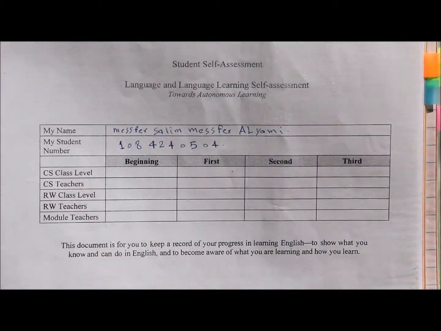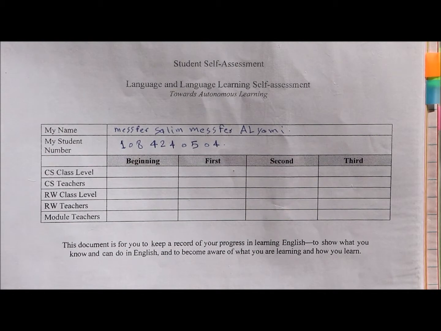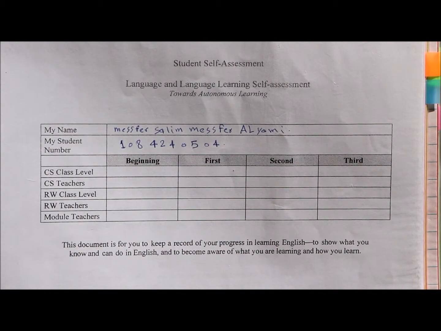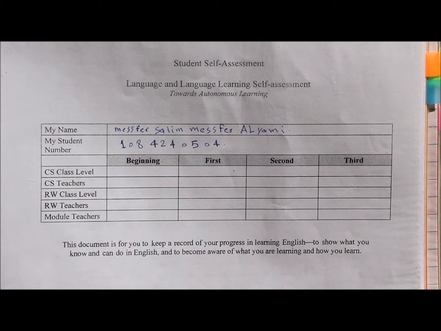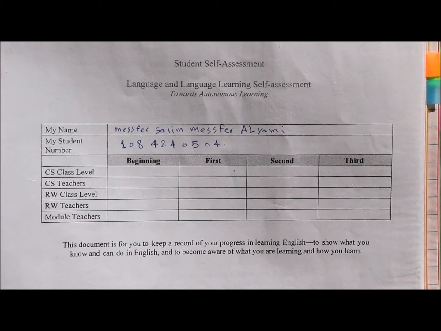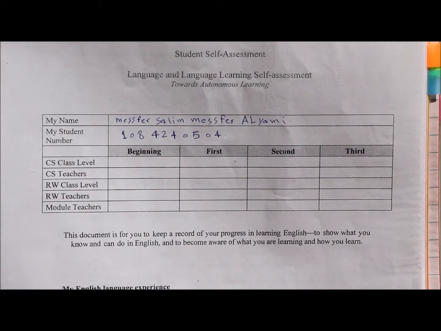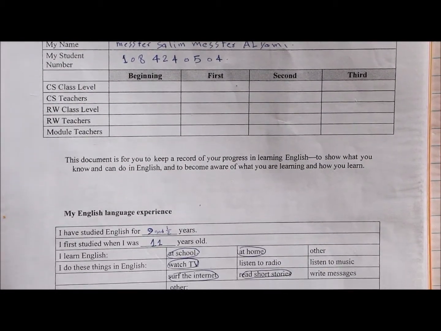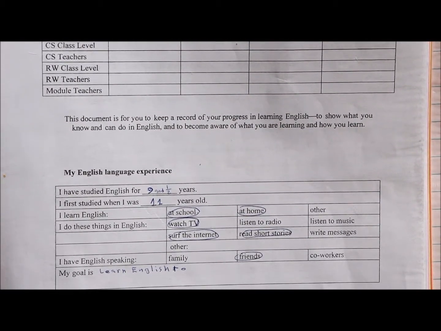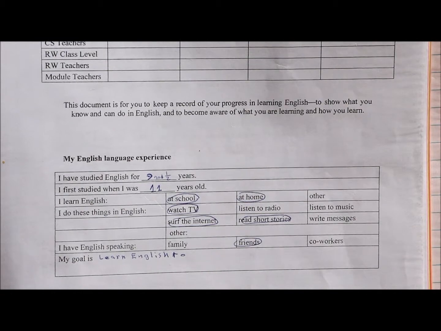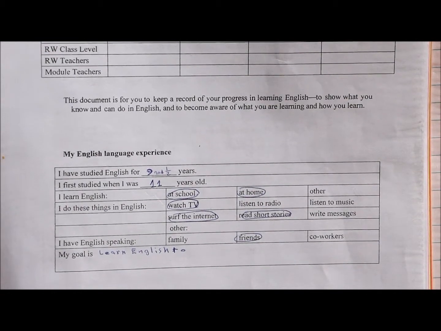What you see here is the third page in the portfolio, the student's self-assessment, or an assessment of his self, his ability, things that he thinks that he can do. Try your best to fill out this paper to the best of your ability. If you have questions, you can always ask.